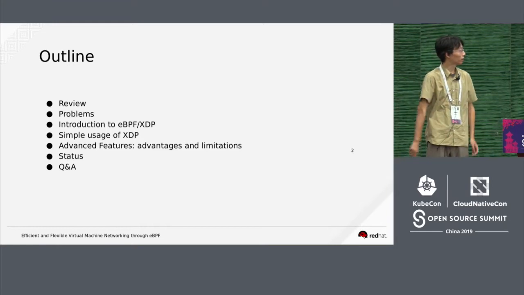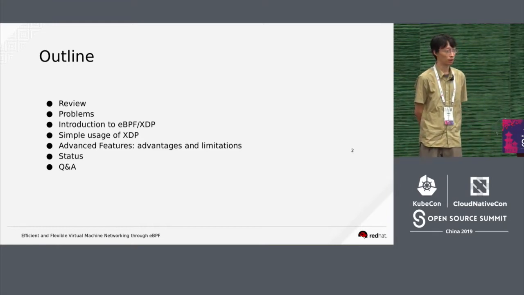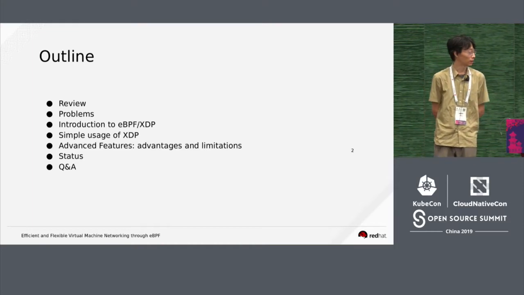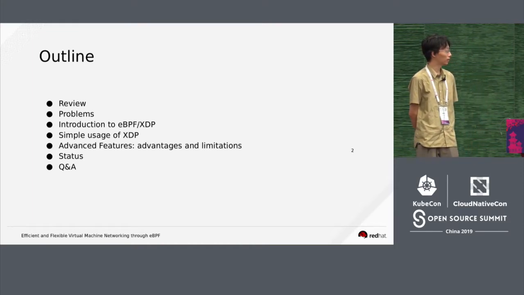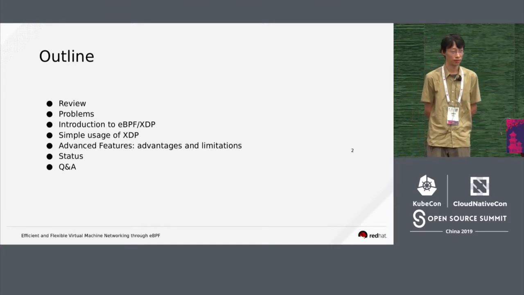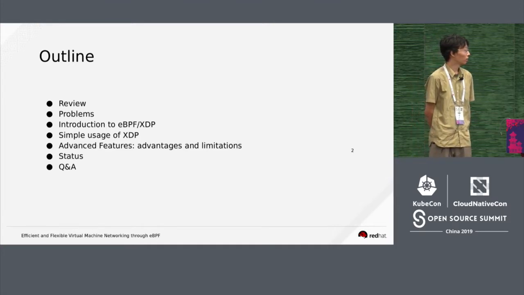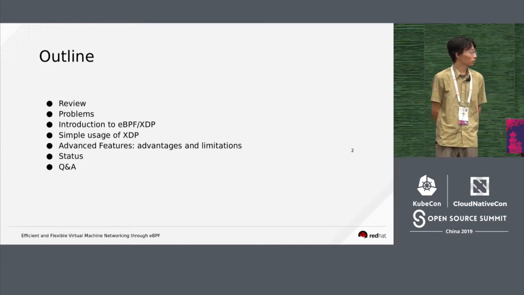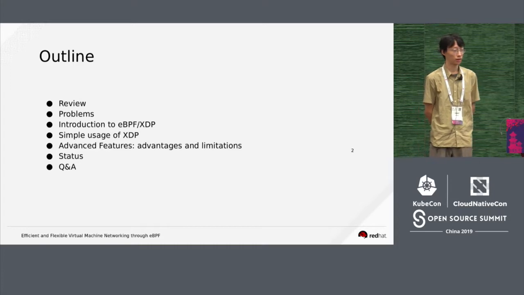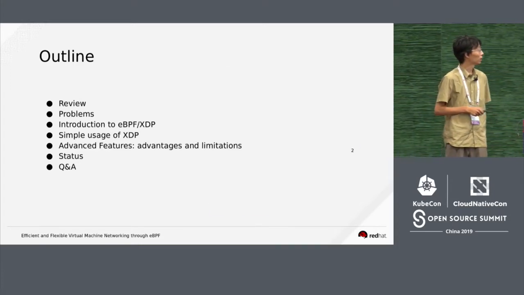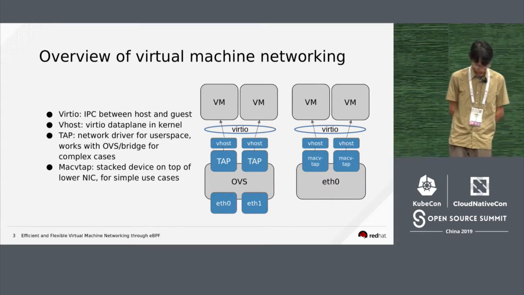So let's go to the outline. This is a brief review first, and we will discuss the current status of the problems and issues faced by the kernel. Then we will have a brief introduction to eBPF and XDP, followed by simple usage examples of XDP. Finally, we have the advanced topics about how to introduce XDP into a production environment, and also the current development status and Q&A.